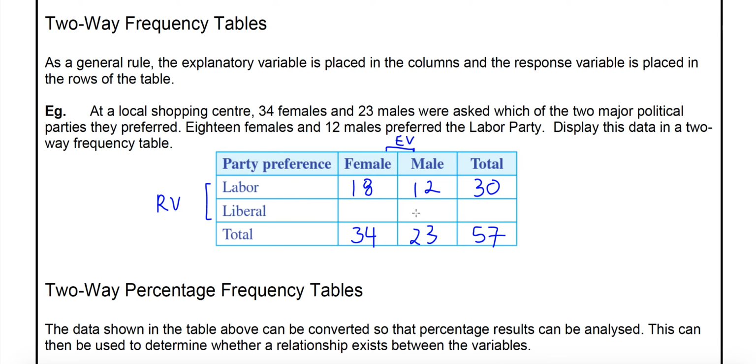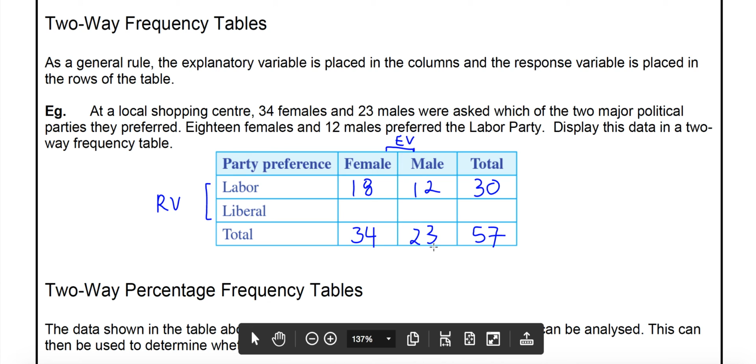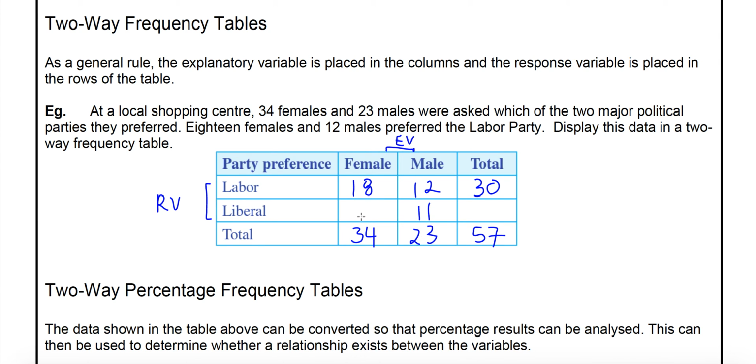From here, you see that there is no other information. It hasn't given us any of the Liberal figures. But that's okay because we can work it out. As you can see, if 12 plus something has to equal 23, we can work out what is missing. 18 plus something needs to equal 34, so we just go 34 minus 18.